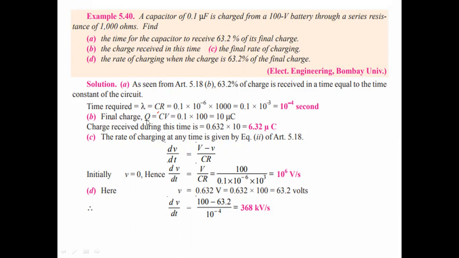Time required, that is lambda. And final charge Q is equal to C into V. C is 0.1 microfarad and V is the applied voltage, 100 volts. So this is the final charge value, 10 microcoulombs. Charge received during this time is 0.632 into 10. They asked for the charge received in this time, which is the time constant, that is 63.2% of the final charge. So 63.2% times the charge of 10.